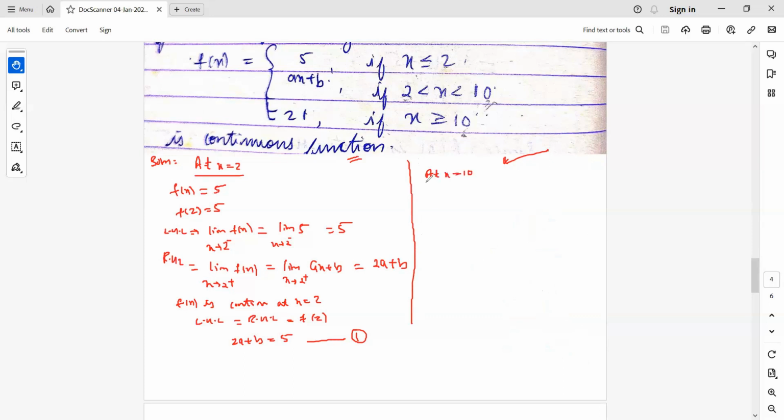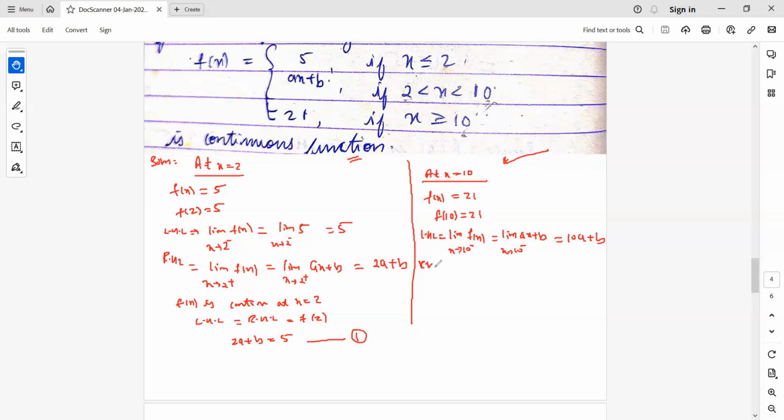At x is equal to 10, f of x is equal to 21. So f of 10 is equal to 21. Similarly, calculate the LHL. LHL is equal to limit of f of x as x tends to 10 minus. When it is less than 10, the value of the function is ax plus b. So this will be limit of ax plus b as x tends to 10 minus, which is equal to 10a plus b. Similarly, we need to calculate the RHL.